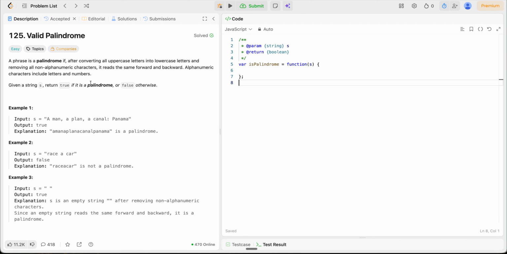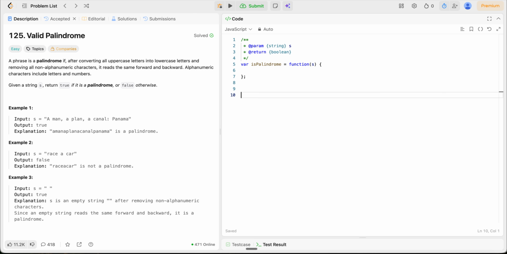Hi everyone, let's solve the valid palindrome question today. So let's understand the problem statement. A phrase is a palindrome if, after converting all uppercase letters into lowercase letters and removing all non-alphanumeric characters, it reads the same forward and backward. Alphanumeric characters include letters and numbers.